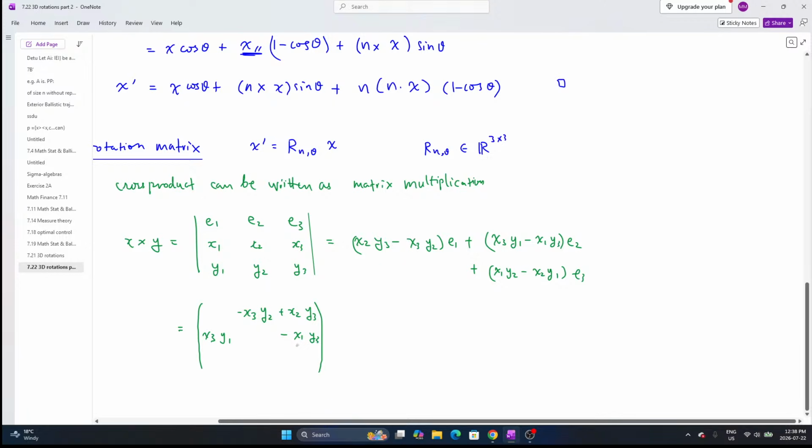Okay, so that's the second entry. And the third entry is x1 y2, and also minus x2 y1. So minus x2 y1.